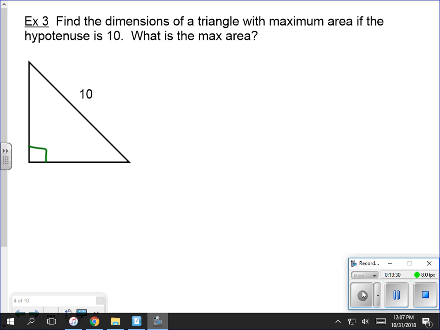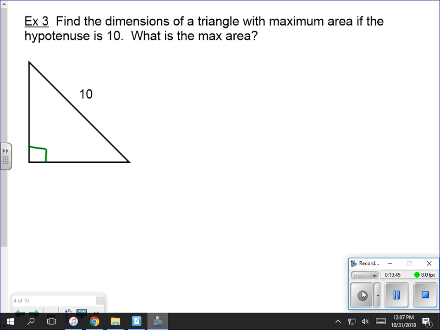Probably the most difficult part is coming up with the correct equation that you're going to maximize or minimize. This one, you want to find an equation for the area. That's not very hard to do. The problem is you need to be able to do it in one variable.